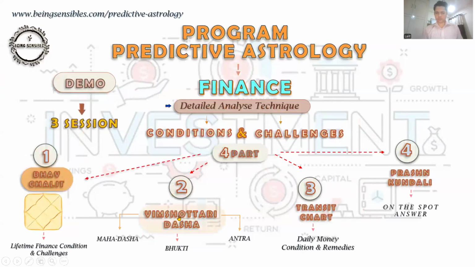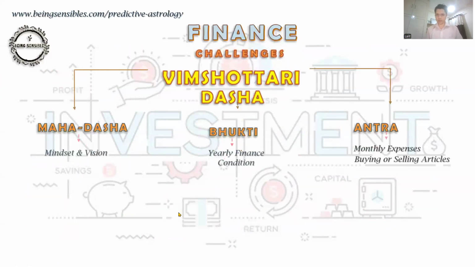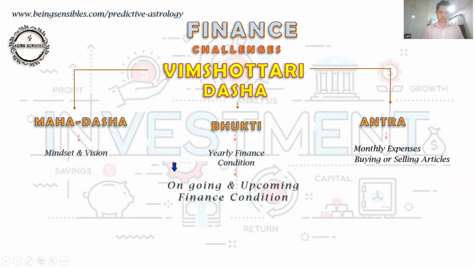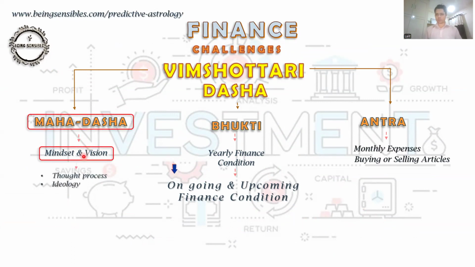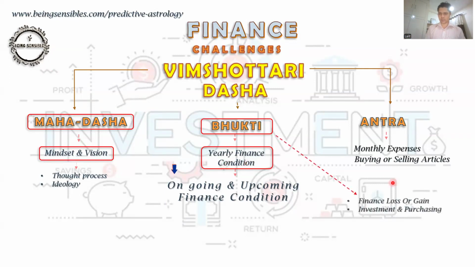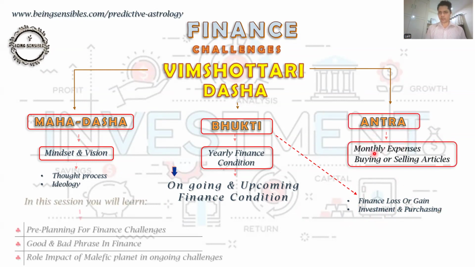Now come to the second part. With Vimshottari, you get an idea about ongoing and upcoming finance conditions. With Mahadasha, you get an idea of the vision and thought process somebody carries for accumulating funds. The Bhukti studies the financial year, the annual challenges. With this you also get an idea of which year you have a loss, which year a gain, what type of investment one is doing that is gaining, and when is the time to purchase. With Antara, you get an idea of the monthly expenses. These are the topics covered through the Vimshottari Dasa.